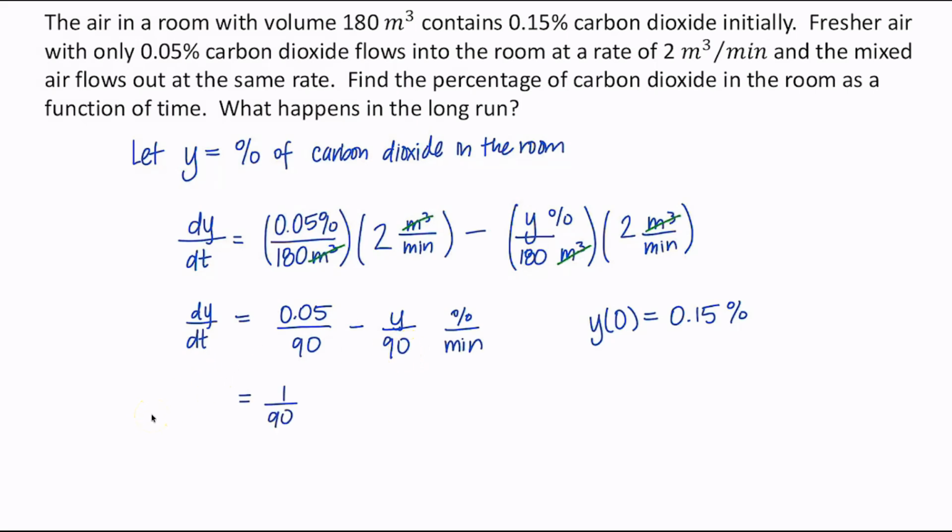Okay, so now between these two, I can factor out a 1 over 90. So I have 1 over 90, and then 0.05 minus y is equal to dy/dt. So I can do this so I can separate the variables. I'm going to divide by 0.05 minus y over here. So dy over 0.05 minus y equals 1 over 90 dt. And we'll need some space to solve this.